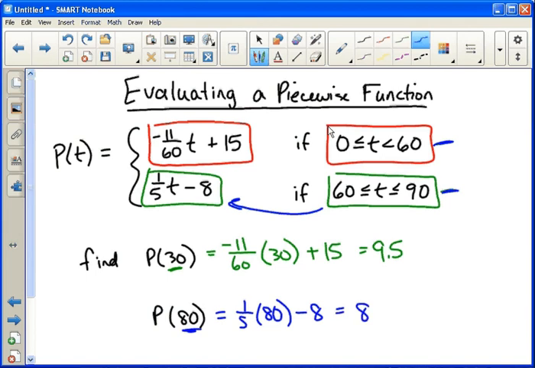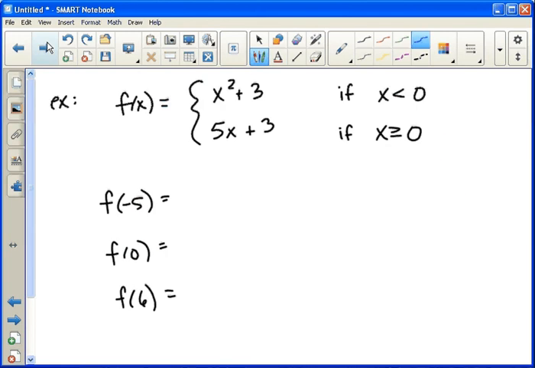So it's still the same idea where you're taking whatever's in parentheses and plugging it in for x, or in this case t. You just have to know which one to plug it in for. Do you plug it into your top equation or your bottom equation? So let me show you one more example. Say we have f of x equals x squared plus 3 if x is less than 0, and f of x equals 5x plus 3 if x is greater than or equal to 0.